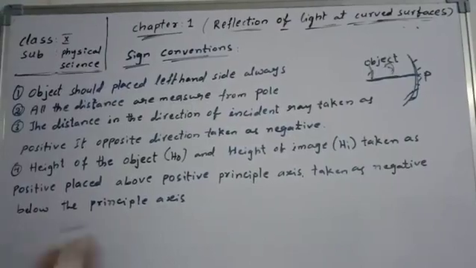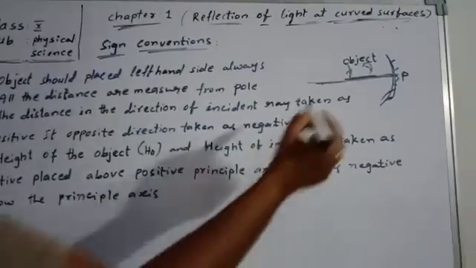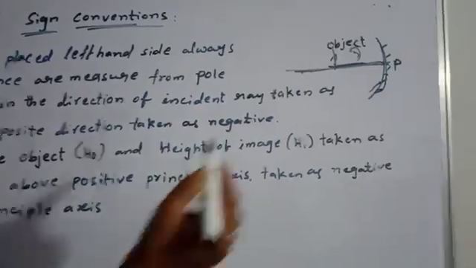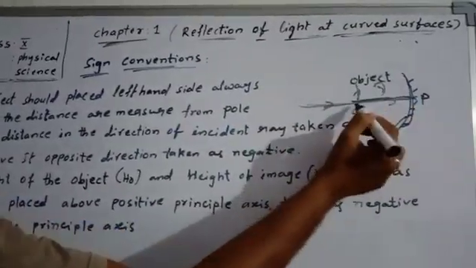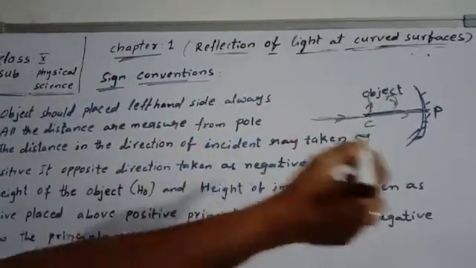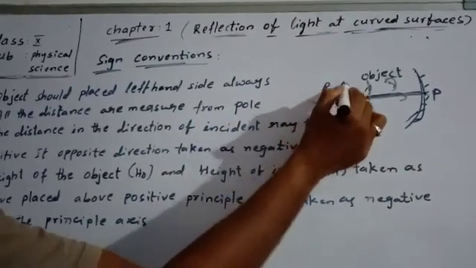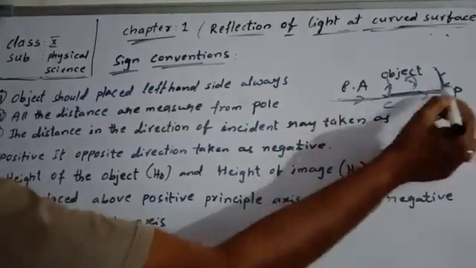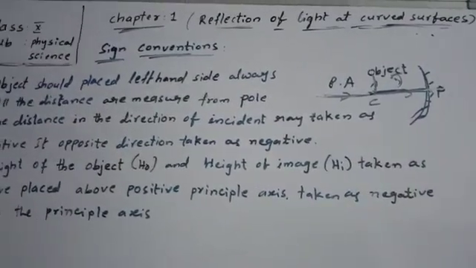What is the principal axis? The line drawn through the center of curvature and the pole is called the principal axis. We already explained this previously.